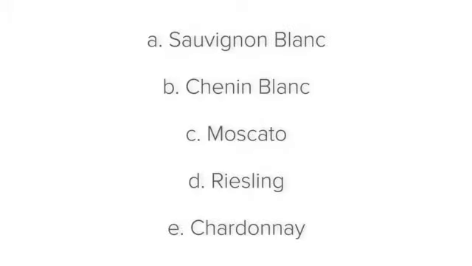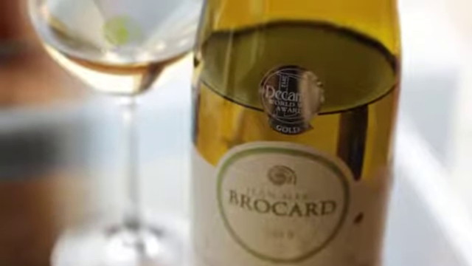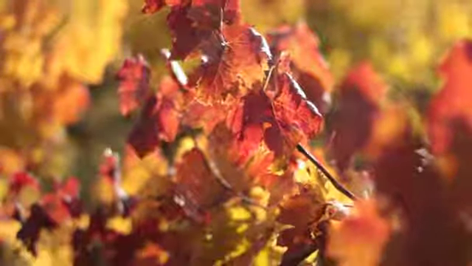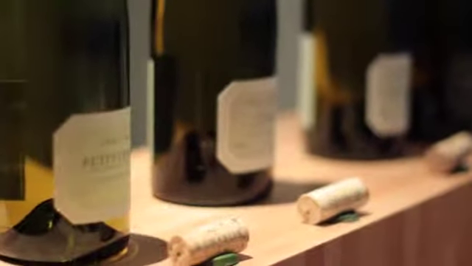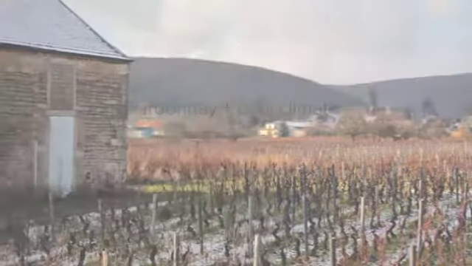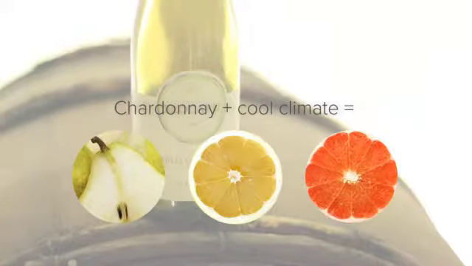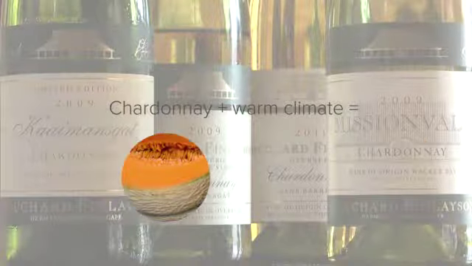Finally, let's take a look at Chardonnay. Chardonnay has become one of the world's best-loved white wines, as it has been able to grow well in many different climates and areas, and can take on a wide range of flavors. Chardonnays made from grapes grown in cooler areas, such as France, have flavors of pears, lemons, and grapefruit. Those that are grown in warmer climates have flavors of melon, mango, and pineapple.